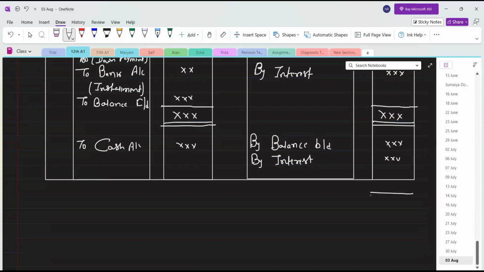then the total and balance here also. To balance CD. So this is the account note.